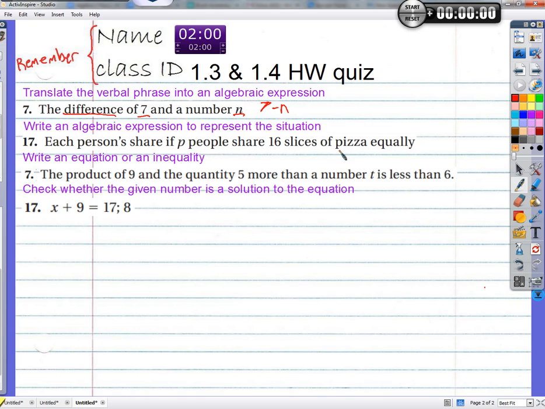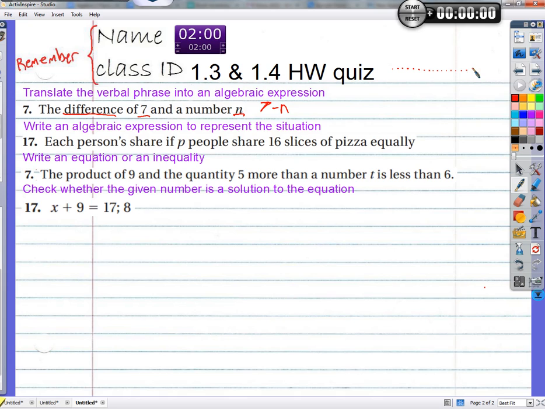So if p people are sharing 16 slices of pizza, we want to write an expression. And if you weren't sure, then what if 4 people were sharing this 16 slices of pizza? How would you divvy it up? Is it the number of people divided by the pizza, or the 16 divided by p, or p divided by 16? So let's say there's 8 people, and there's 16 pieces of pizza. 1, 2, 3, 4, 5, 6, 7, 8, 9, 10, 11, 12, 13, 14, 15, 16. And you had 8 people sharing. How would you divide that up?